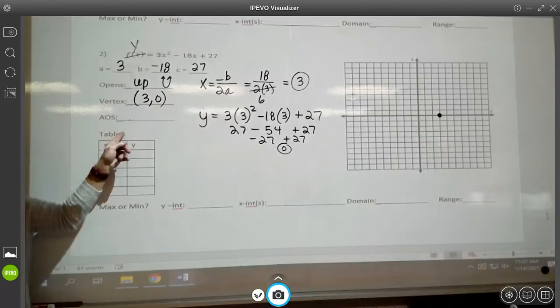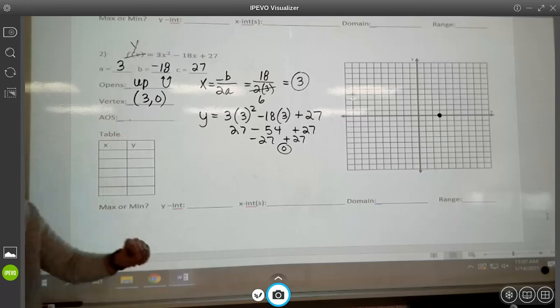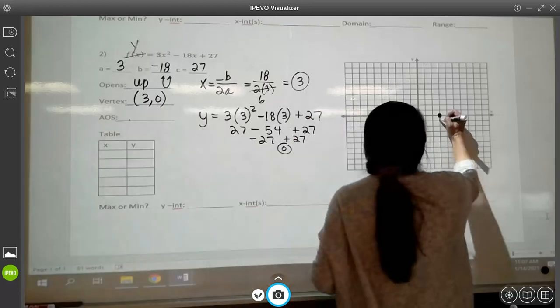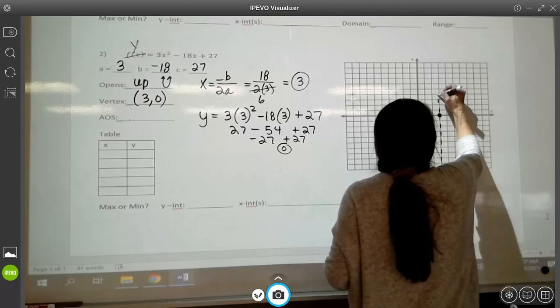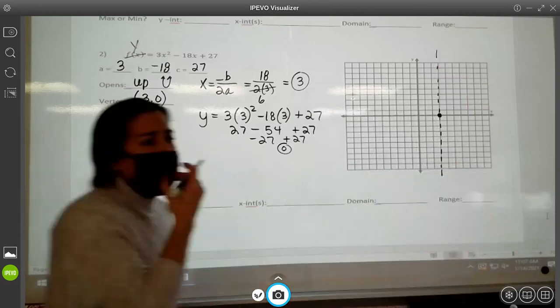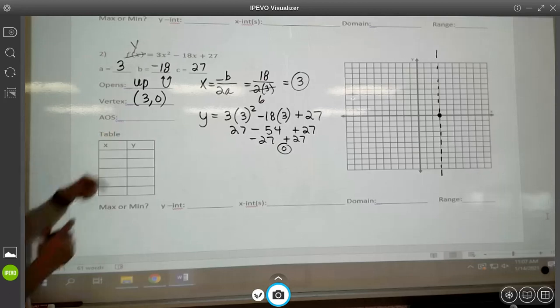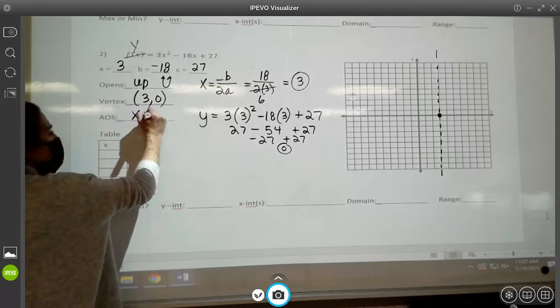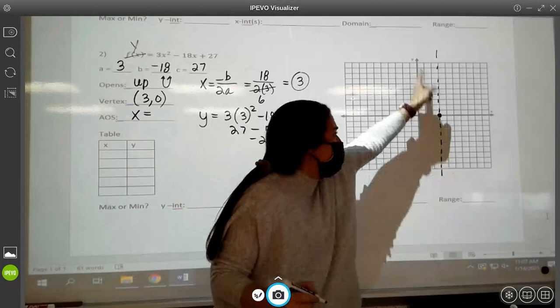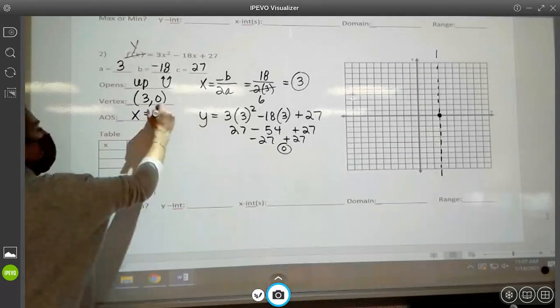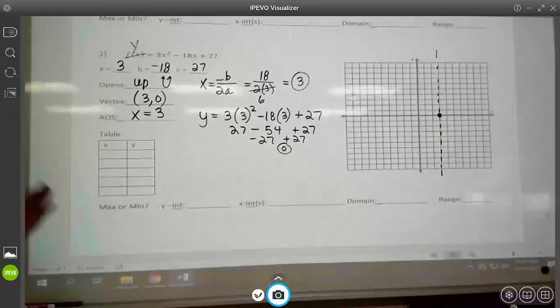Let's get our AOS, that imaginary vertical line that goes right through the vertex, cuts the parabola in half, and says everything on the left and right side has to match. All right, the equation will be the vertical line, x equals, what is the x value that never changes on that line? 3.